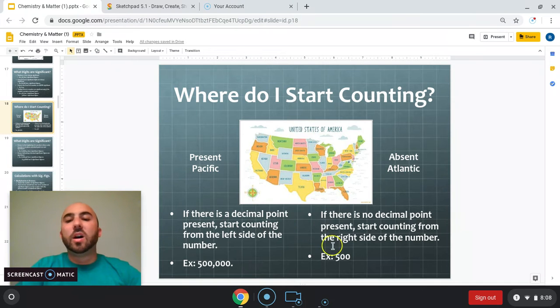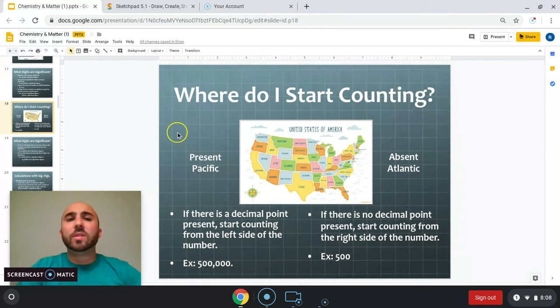Now, if I go to this other example, you'll notice that there is no decimal point present. And if there is no decimal point present, then I count from the absent Atlantic side. I can't start counting when I get to a 0. So this first 0 does not count. This second 0 does not count. And I have 1 significant figure here.